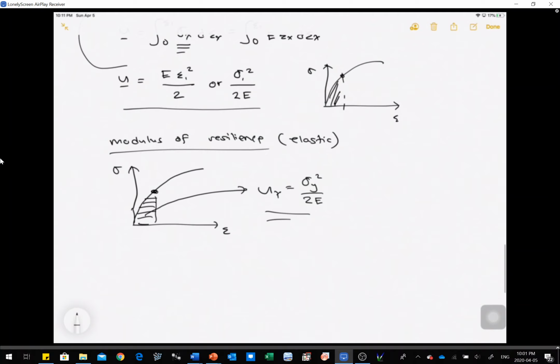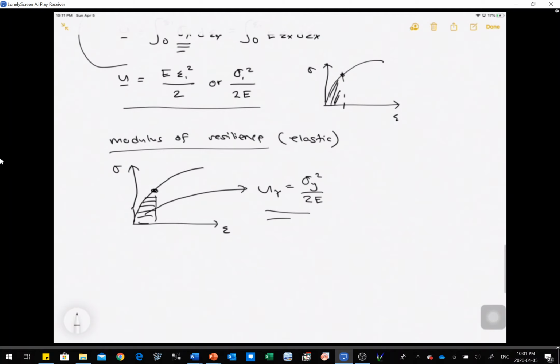Now, how about the modulus of toughness? For modulus of toughness, now it's a combination of your elastic and plastic region. So that's elastic plus plastic property. So this is the energy per unit volume required for the material to rupture or to fracture.